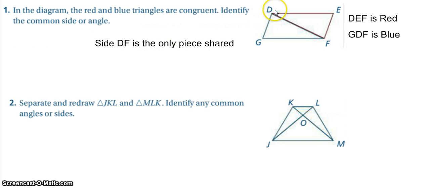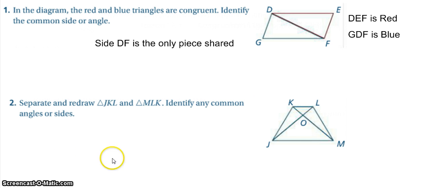Here in 1, DF is actually the only shared side. They share vertexes between them, but they do not share any angles between the two triangles, because my red triangle here is on top and my blue triangle here is on bottom.